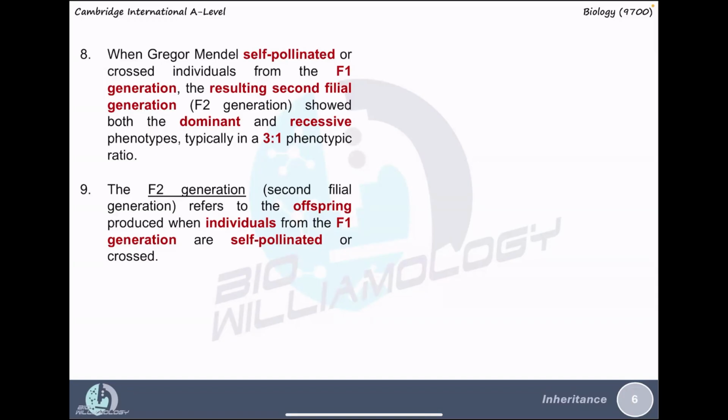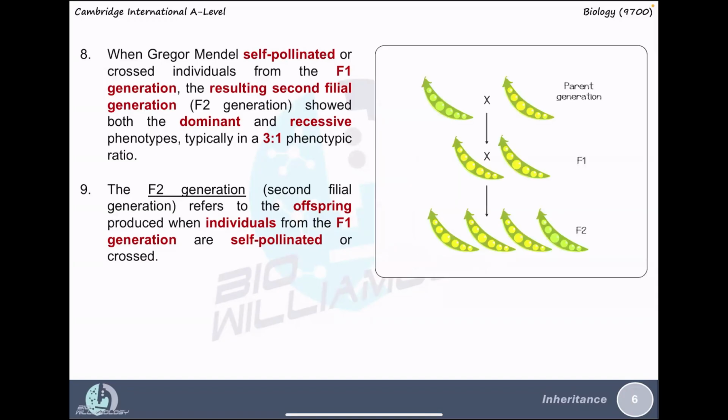self-pollinated. In these diagrams, we can see that for the parental generation, there are two contrasting phenotypes, yellow versus green, and all F1 generation show the dominant trait, which is yellow color. However, the self-pollination of the F1 generation results in the F2 generation with yellow seeds and green seeds in a typical ratio of 3:1.